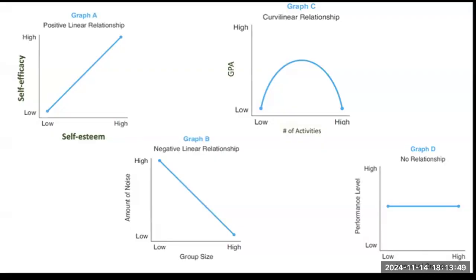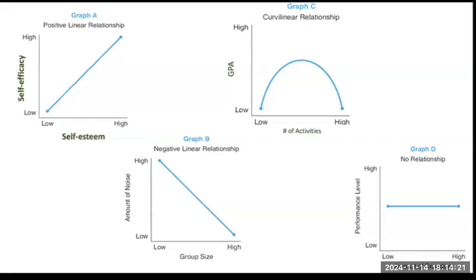Graph C is what we call a curvilinear relationship, in which you see the number of extracurricular activities on the x-axis and GPA on the y-axis. In a curvilinear relationship, for a period of time it's a positive relationship, and then it reaches a peak, and then it starts to become a negative relationship. So this is a trickier relationship to find. You need many, many data points to establish it.